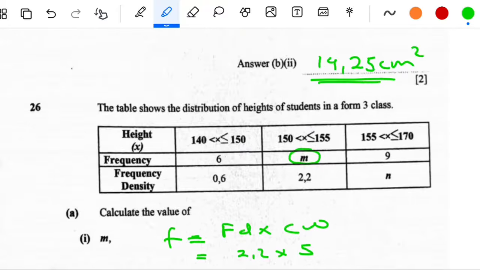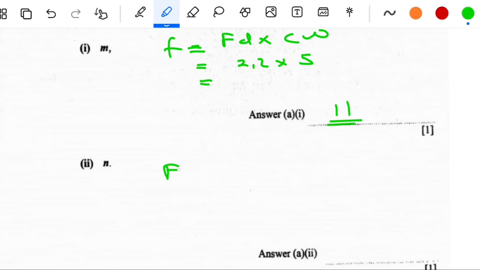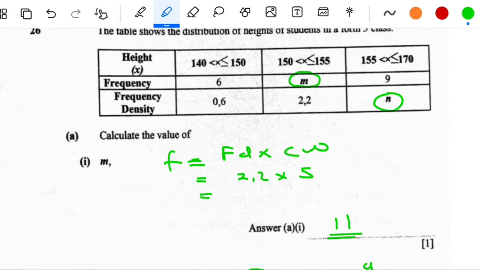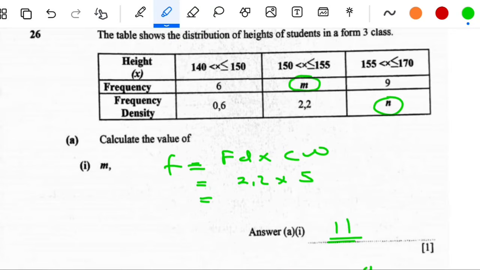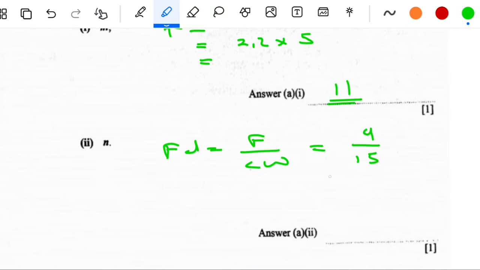Then finding the value of n now. N is frequency density. So FD equals F over class width, which is what? Frequency is 9 over the width, which is 170 minus 155, which is going to be 15. Okay, so I can reduce by 3 and I'm going to get 3 over 5. So 3 over 5 is the same as 0.6.